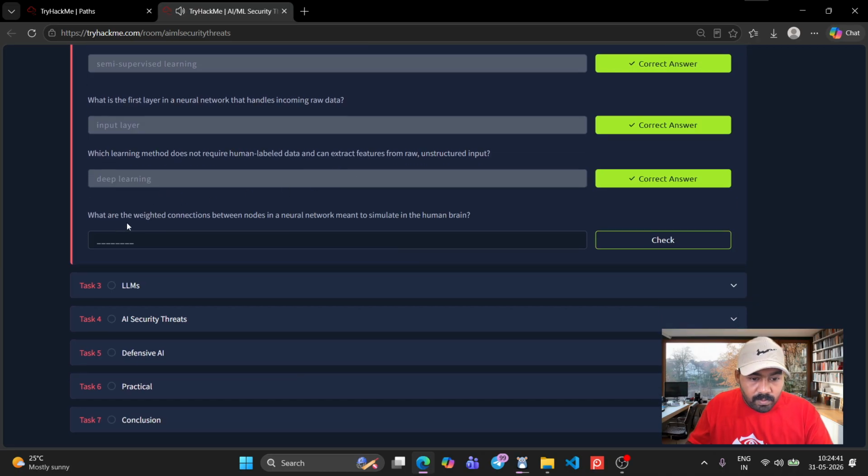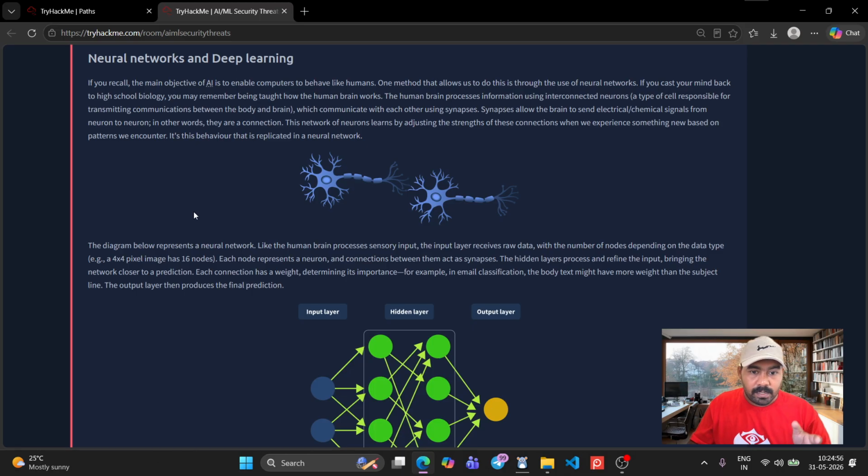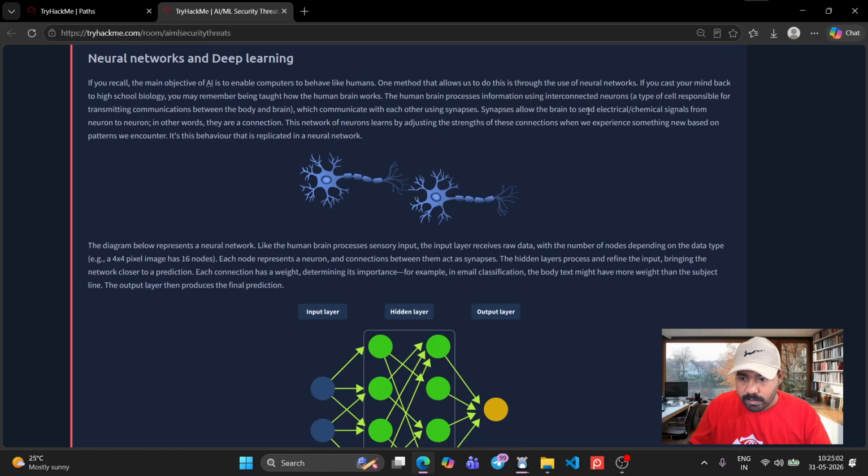What do the weighted connections between nodes in a neural network simulate in the human brain? Hmm, we have read that somewhere. It's that biological term they mentioned for weighted connection. I think it's the synapse only. That is the connection, right?